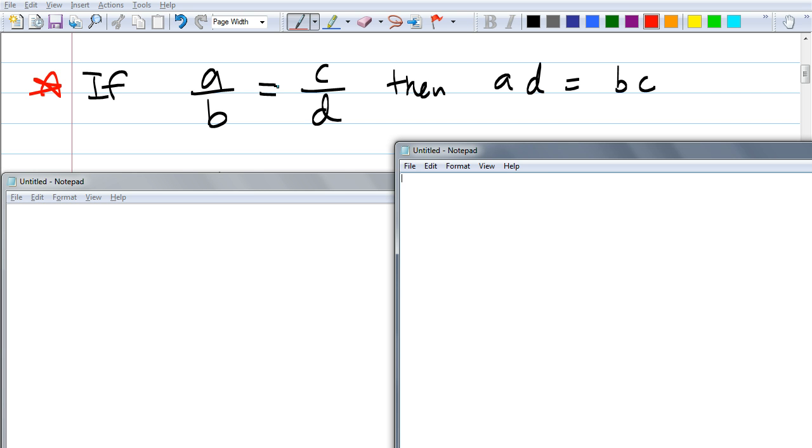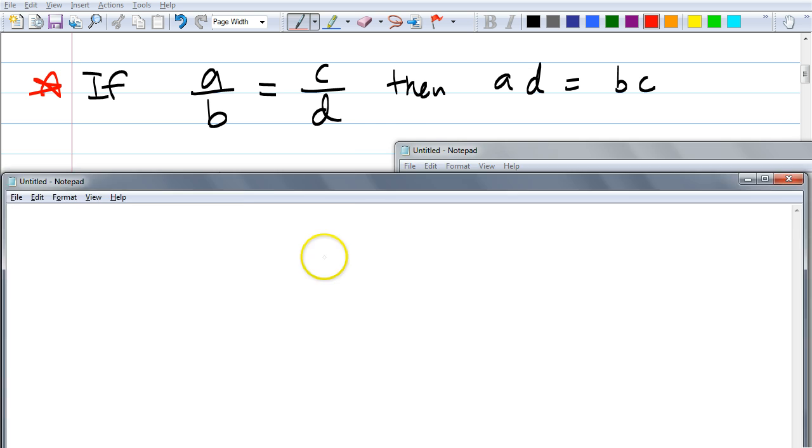Multiplication property of equality. Actually, that's what they're using. You said multiplication property of equality. How do they get from here to here? You're right. How do they actually use the multiplication property of equality? What is that called, by the way? What is it? Yes, Cameron?